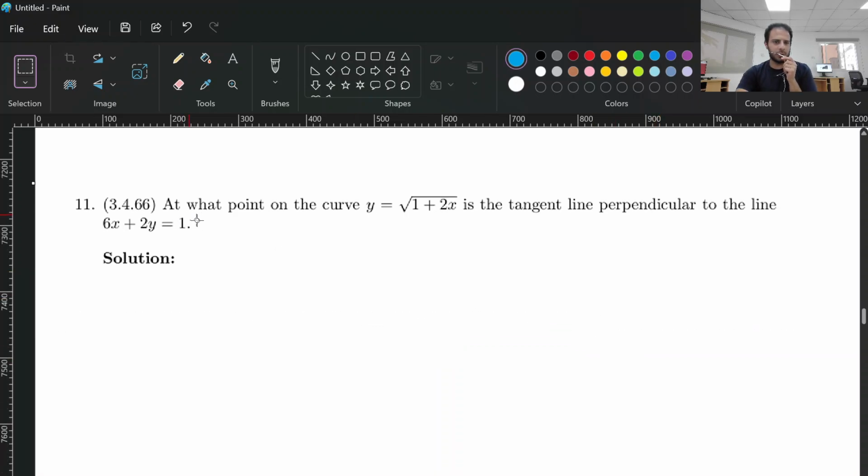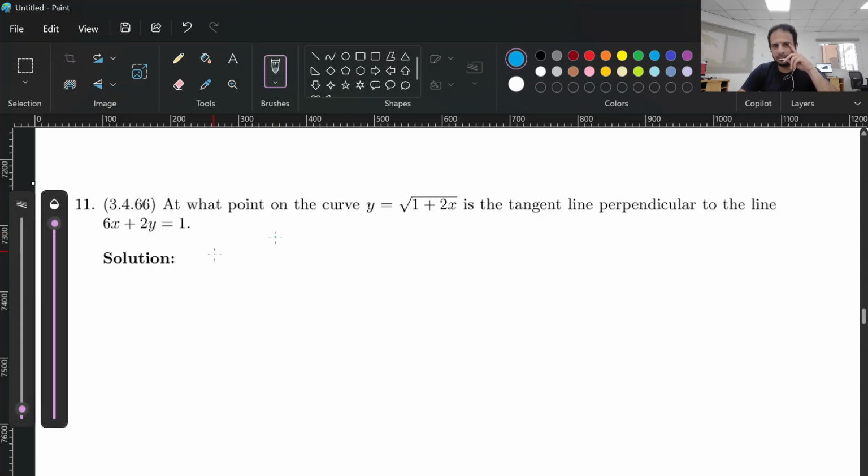We have: at what point on the curve y equals square root of 1 plus 2x is the tangent line perpendicular to the line 6x plus 2y equals 1? Do you know how to solve it? Yeah, I think. Okay. What's your idea?